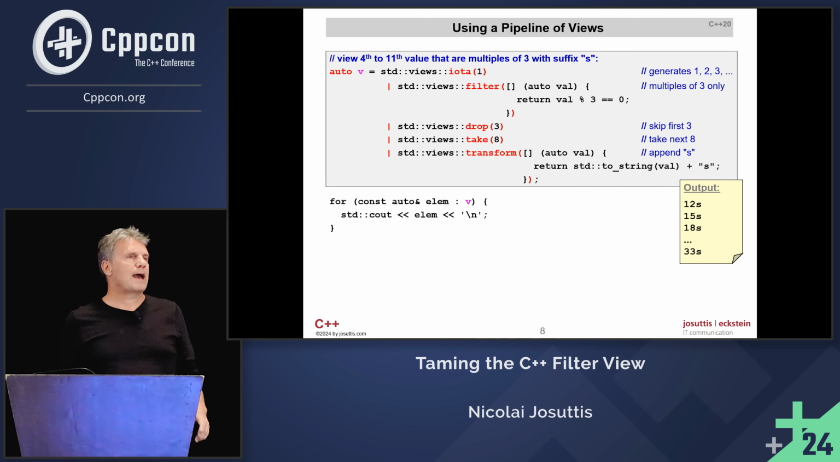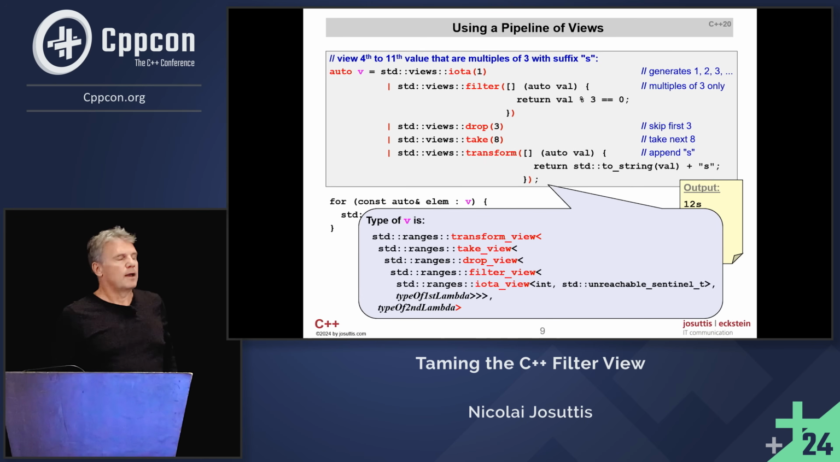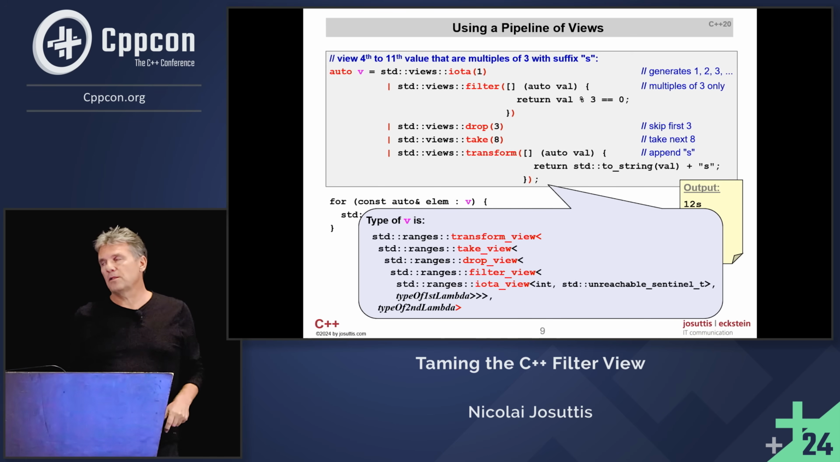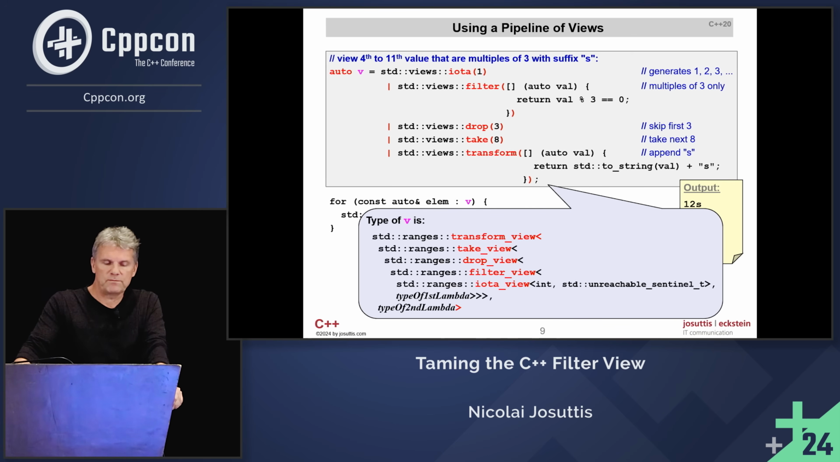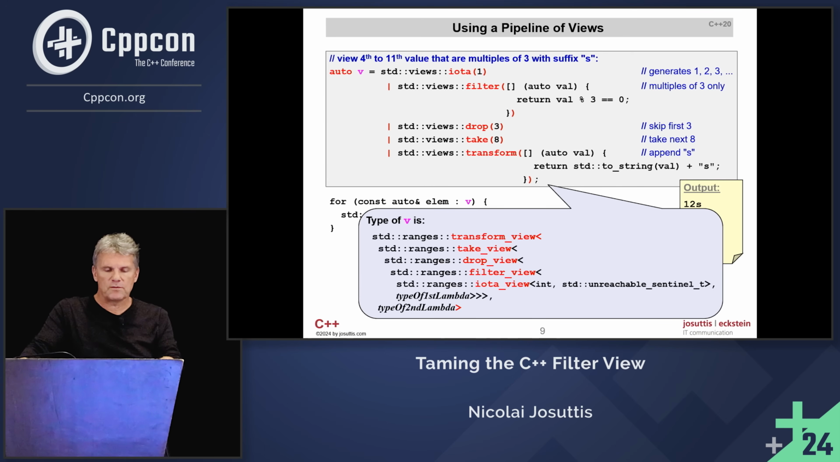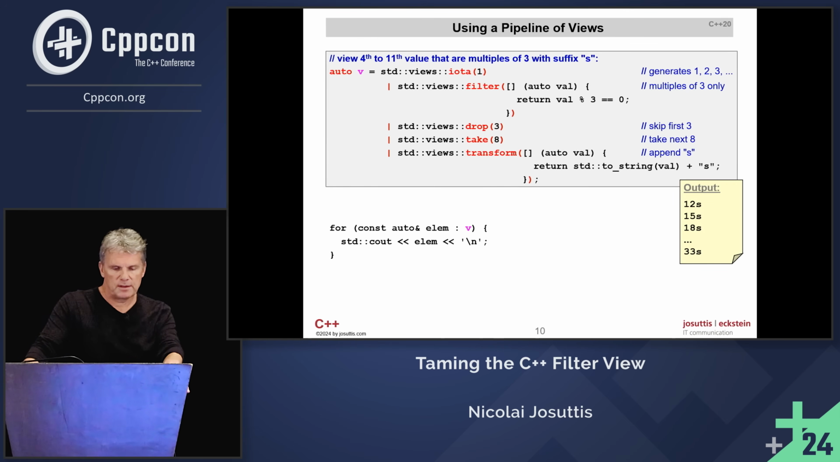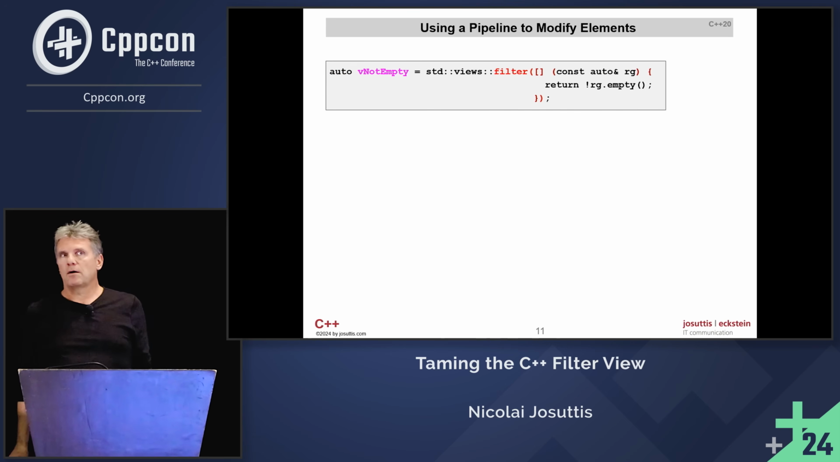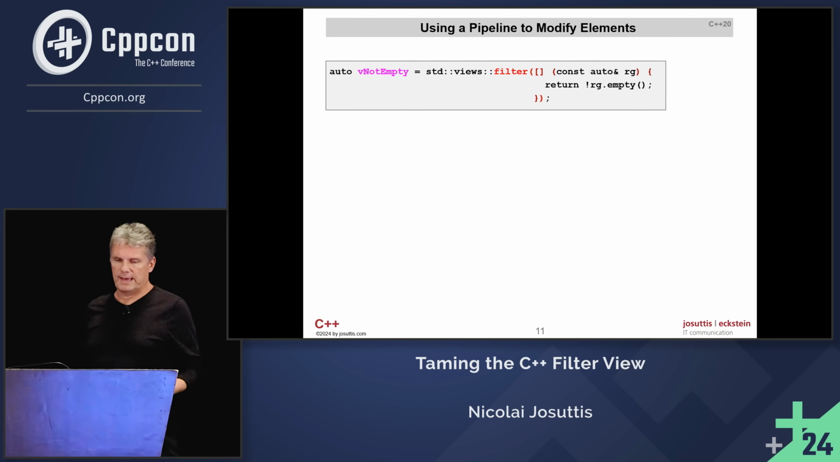We're so glad that we have auto standardized in C++11 because this is a type. It's not only auto because lambdas are involved. It's an iota view of a filter view, of a drop view, of a take view, of a transform view. OK. Good. Why do I have the same slide twice? I have no idea.